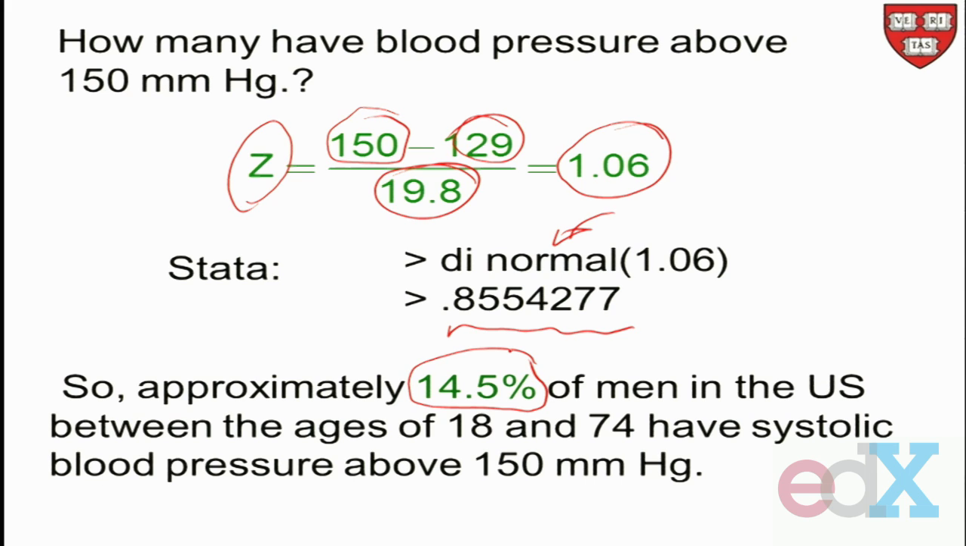So approximately 14.5% of men in the US between the ages of 18 and 74 have systolic blood pressure above 150 millimeters of mercury. One minor point is I did the arithmetic outside of this. I could have asked Stata to do that. I could have said display the normal for 150 minus 129 divided by 19.8, and Stata would have done all that for me in one step, but I thought you'd rather see it in 2 steps. But there we go. So those are the kinds of statements we can make with the normal distribution, with the normal model.